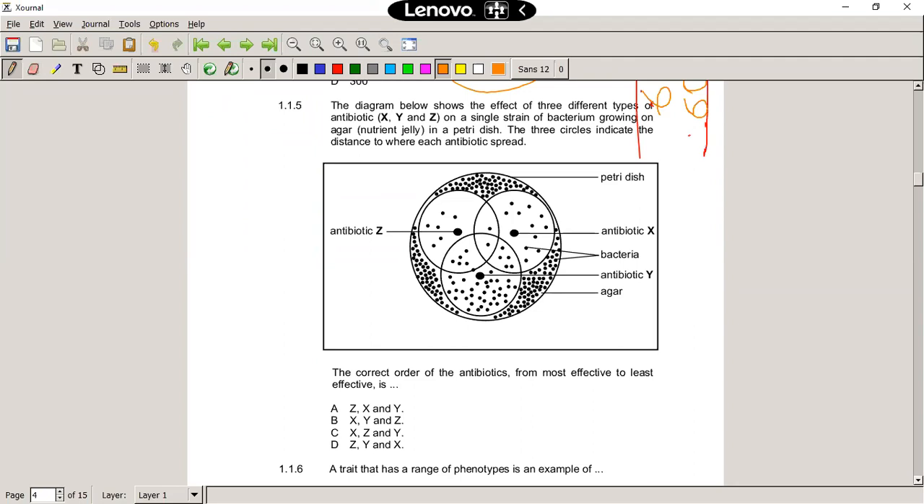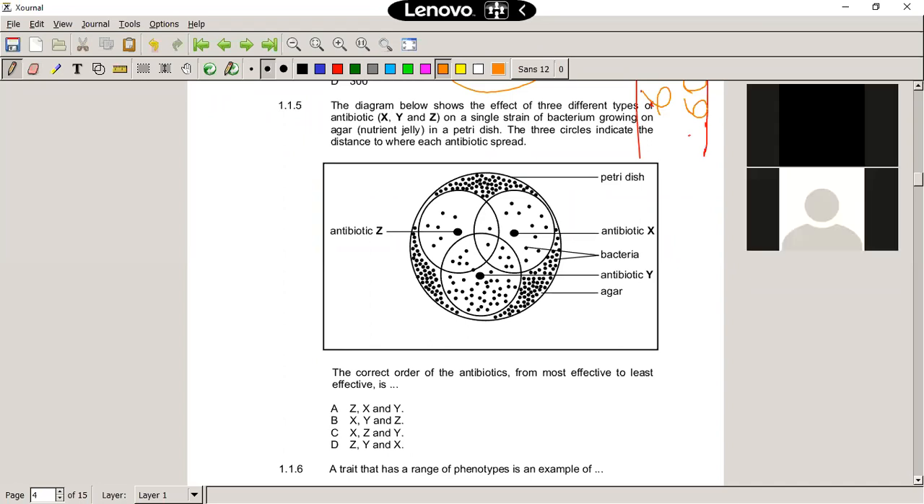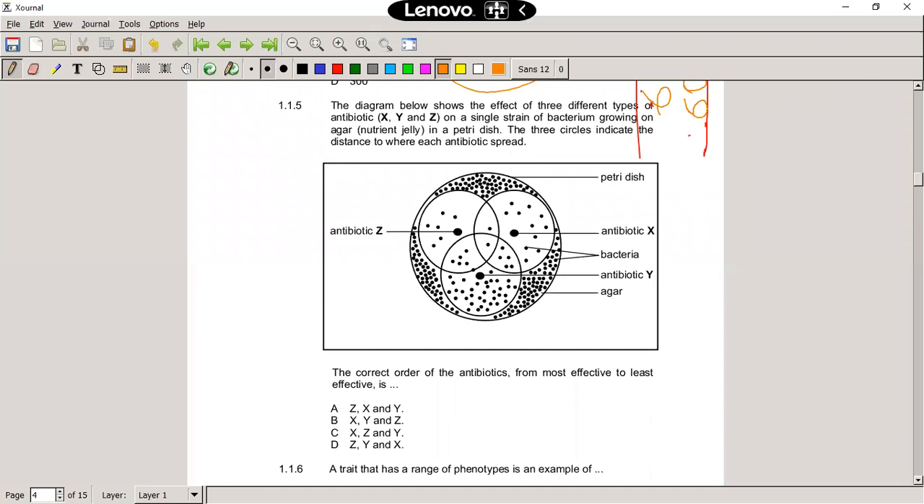But this question can be asked as an evolution question at the end of the year, because it has to do with natural selection. And that's why we can ask this question already, because you have done bacteria and resistance last year already. So that's why I included it, so that you can do it. So let's talk about it.